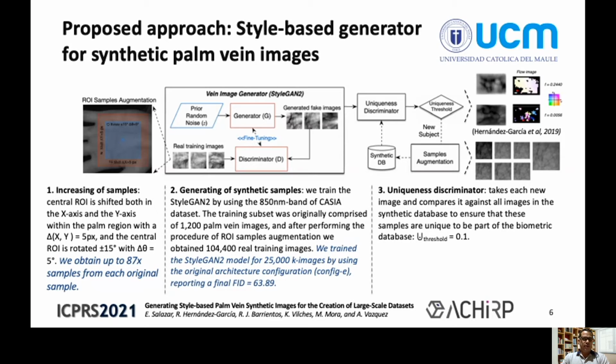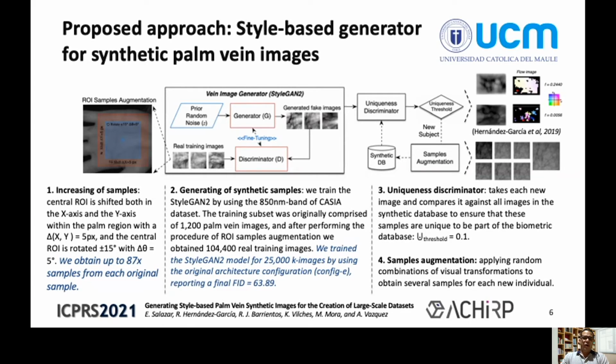Later, it is important to ensure that new images generated by the vein image generator are unique to be part of a biometric database. Thus, we implemented a uniqueness discriminator that takes each new image generated and compares it against all images in the synthetic database. The discriminator uses a similarity score calculated based on our method previously proposed for palm recognition, and establishing a uniqueness threshold equal to 0.1.